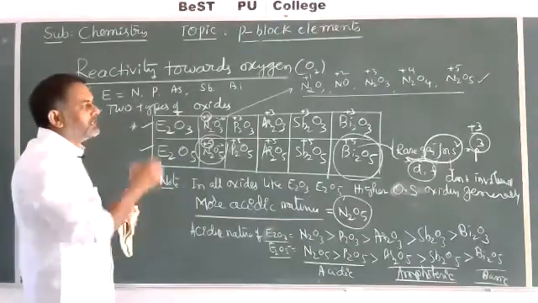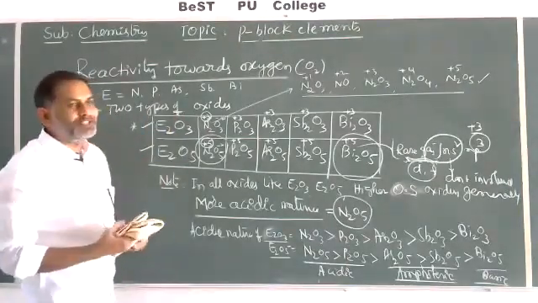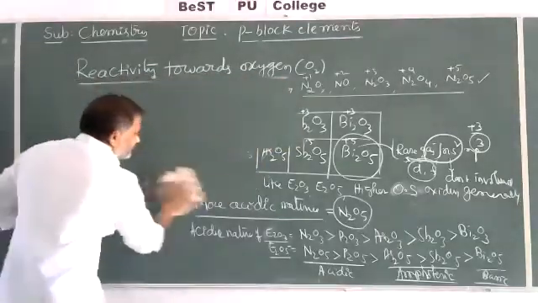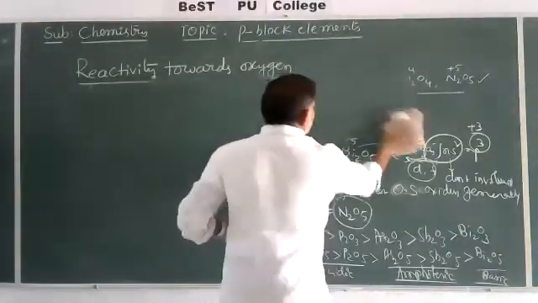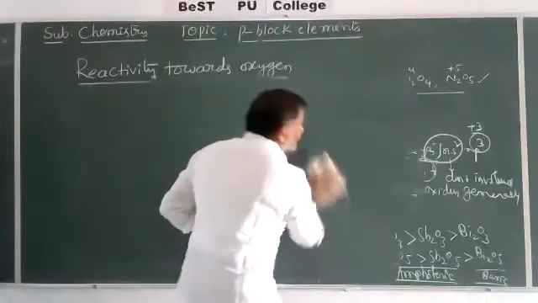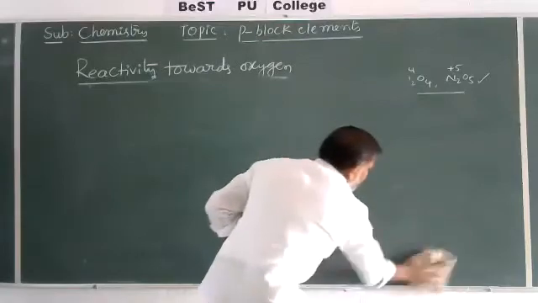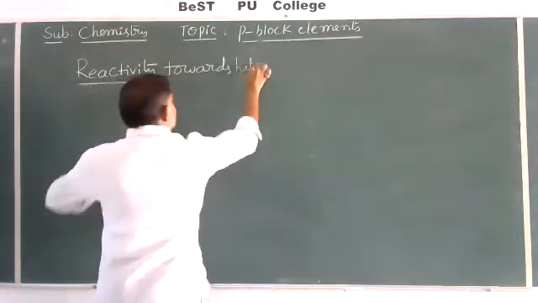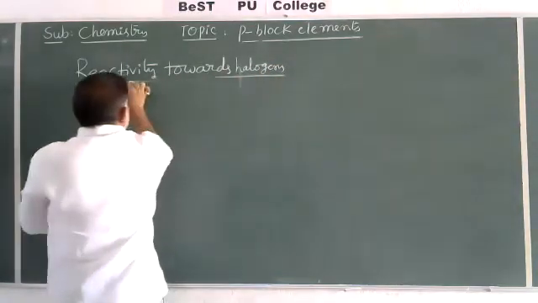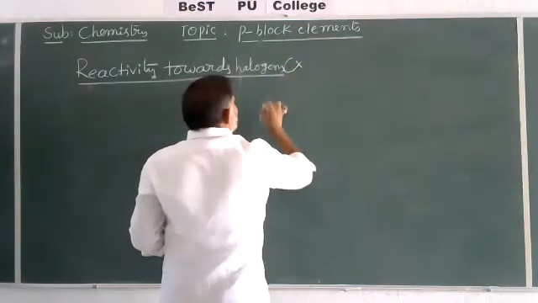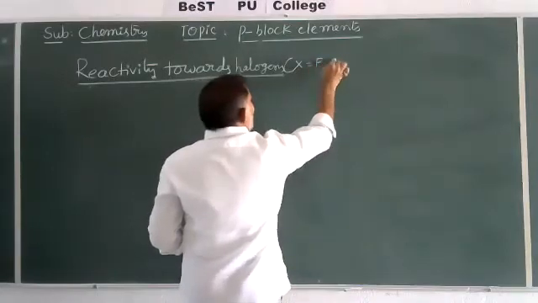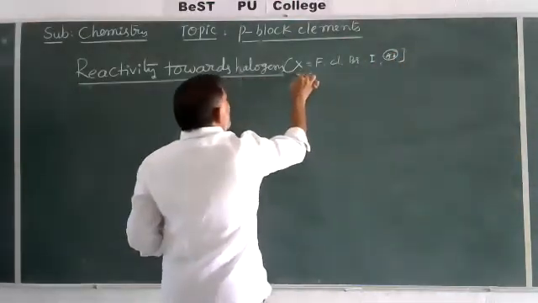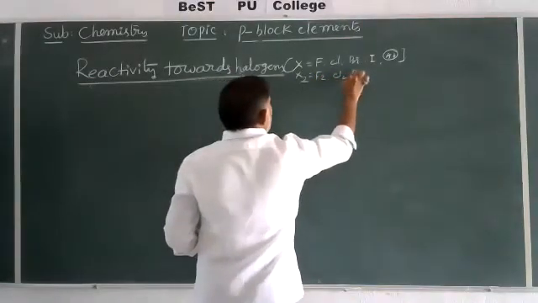Before that, one important concept is there. Another important, fourth important property is reactivity towards halogens. What are halogens? 17th group elements are halogens, denoted by X in terms of atomic state: fluorine, chlorine, bromine, iodine, and astatine also present, which is a solid metallic radioactive element. Molecular state X2, that is F2, Cl2, Br2 and I2.